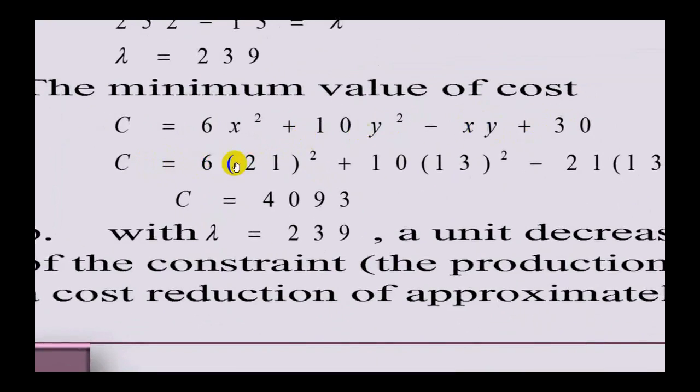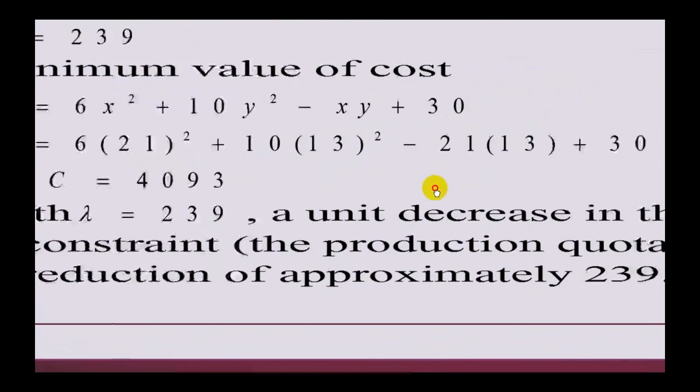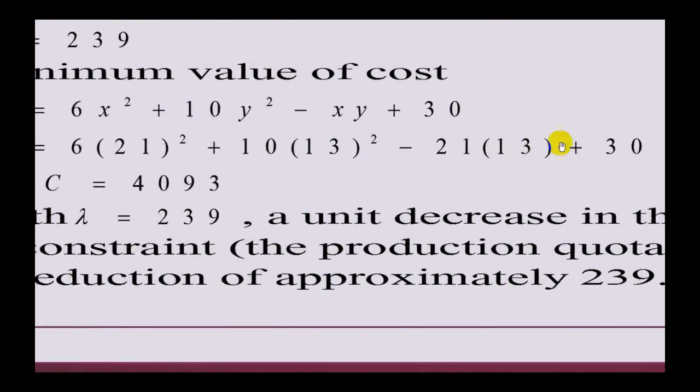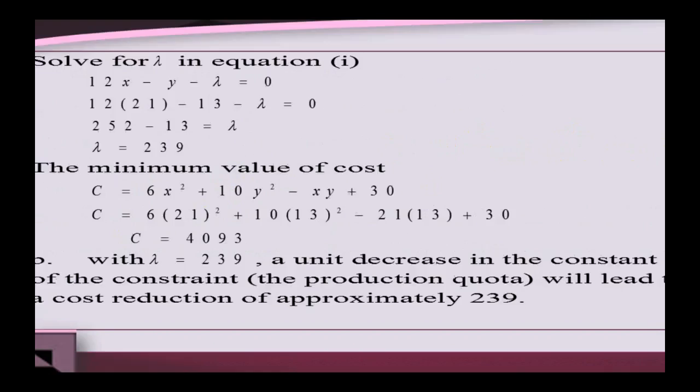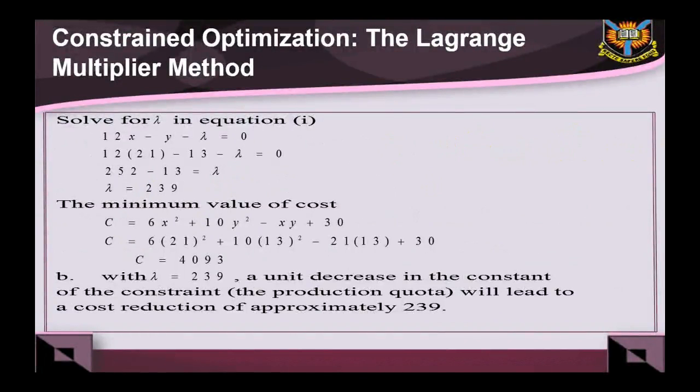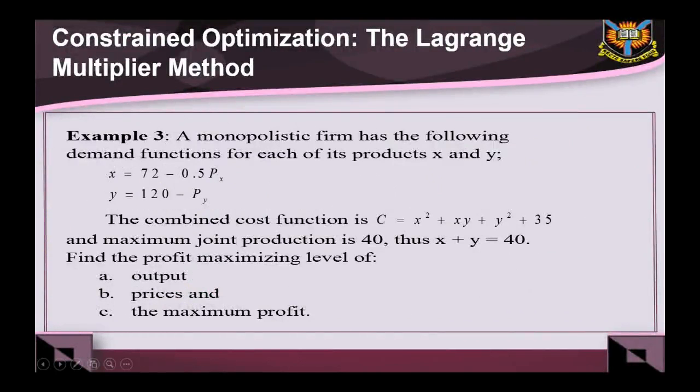The minimum value of cost, C, equals 6x squared plus 10y squared minus xy plus 30. C equals 6 of 21 squared plus 10 of 13 squared minus 21 of 13 plus 30. C equals 4093. B, with lambda equals 239, a unit decrease in the constant of the constraint will lead to a cost reduction of approximately 239.